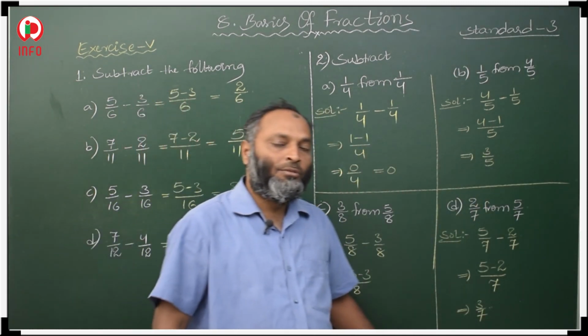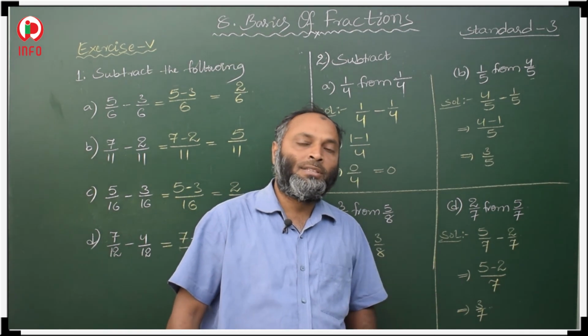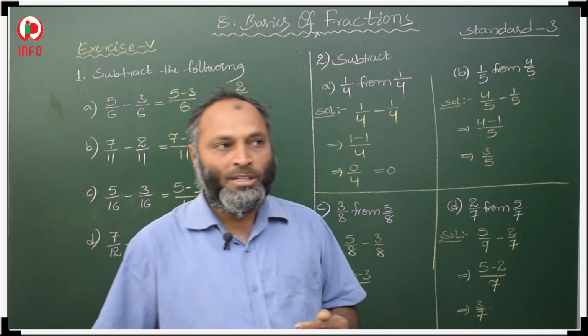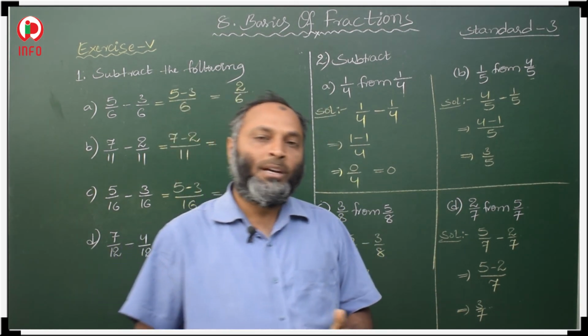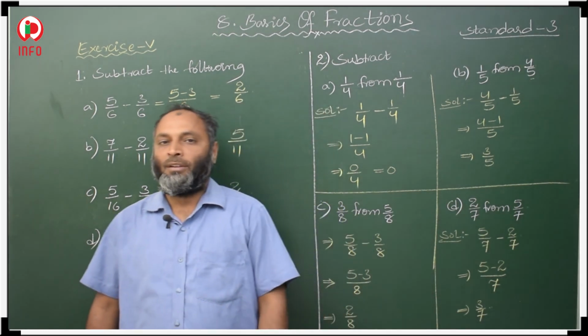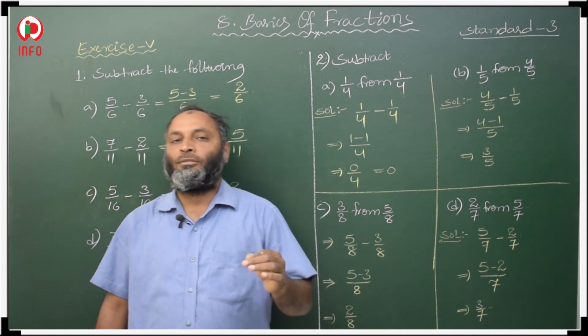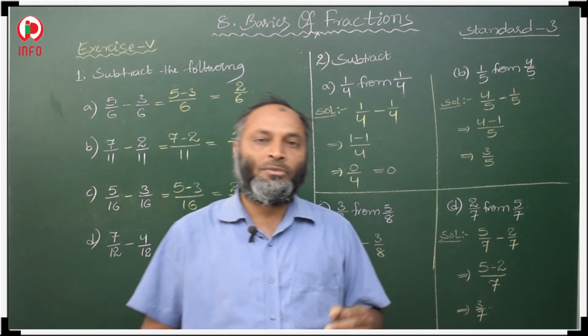This is the method to find the difference. How to find the difference? We find the difference of the numerators, divided by the common denominator, which we write once. This is the method to find the difference, that is, to subtract.